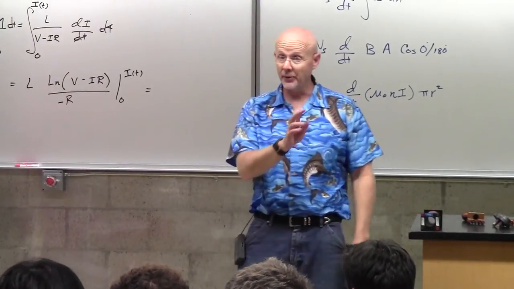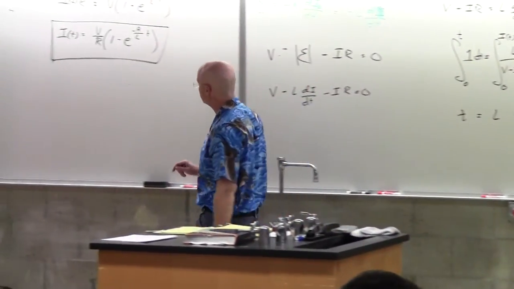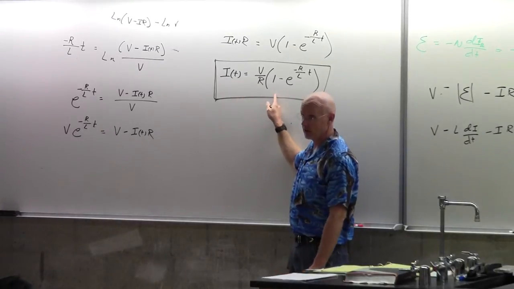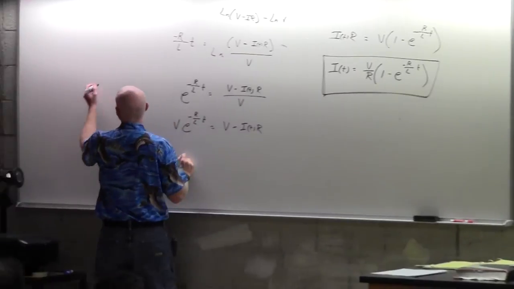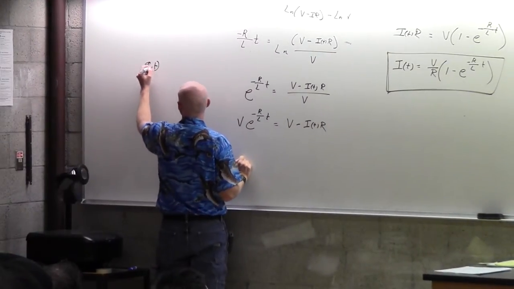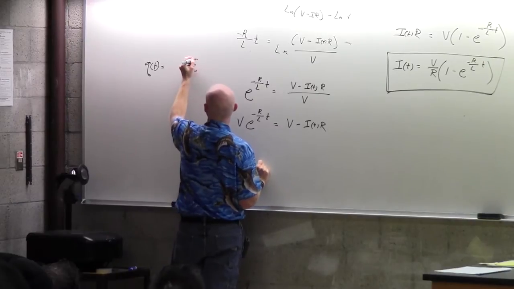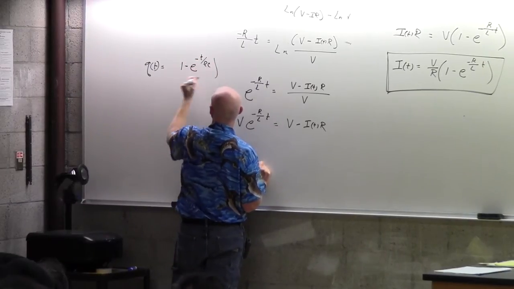Of course, there are a couple things that are very different because this is the current in the circuit. When we did a capacitor, that was the charge on the capacitor. And so we had our 1 minus e to the minus t over RC.